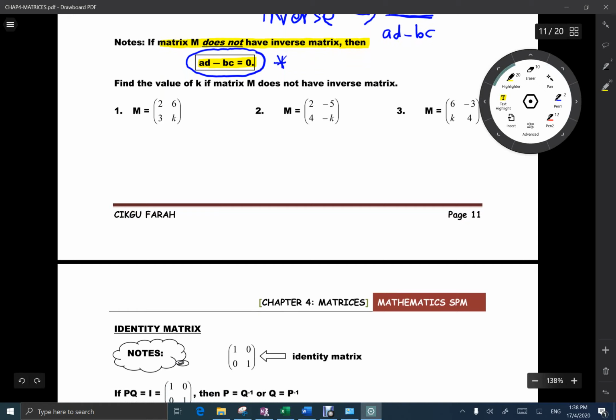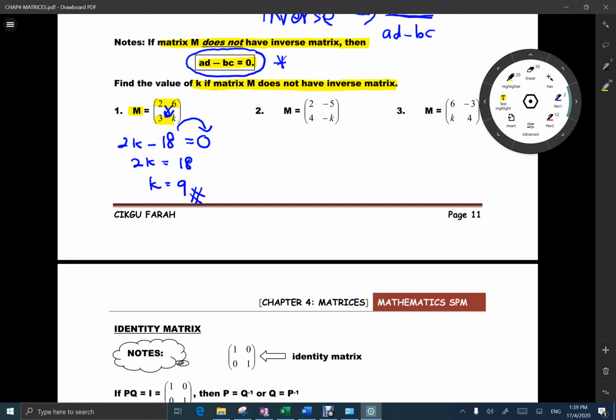Find the value of K if matrix M does not have inverse matrix. Okay, dia kata matrix M ni, this is a matrix, okay, and then dia kata matrix ni tak ada inverse. And how to find K? Okay, now, the formula is AD minus BC equals to 0. So, this is AD. So, 2 times K is 2K minus 6 times 3 equals to 18. Then, equals to 0. Therefore, you can find K. So, negative 18 bring to right hand side, it will be 18. Then, your K equals to 9.